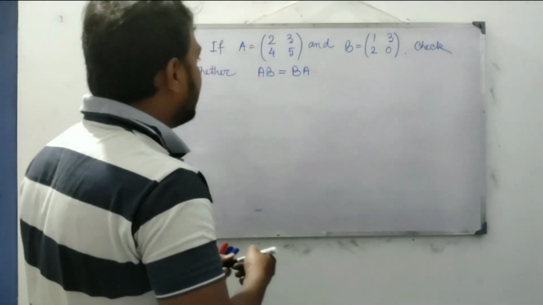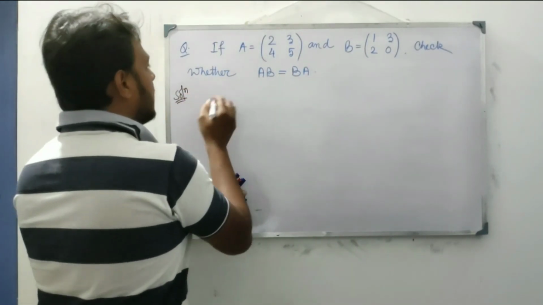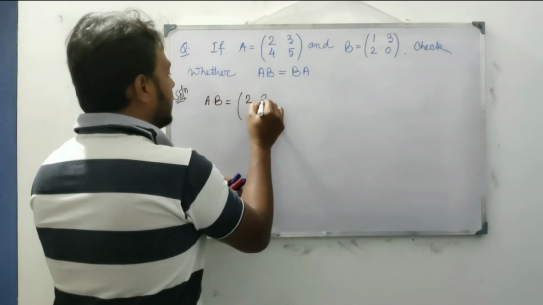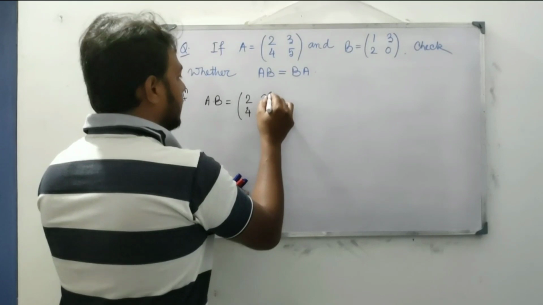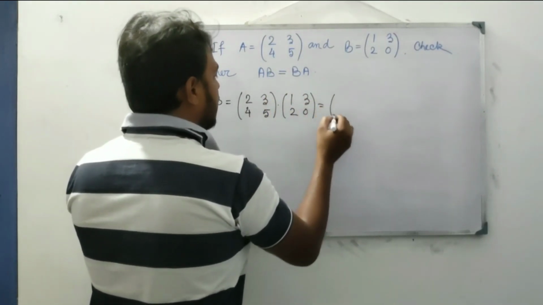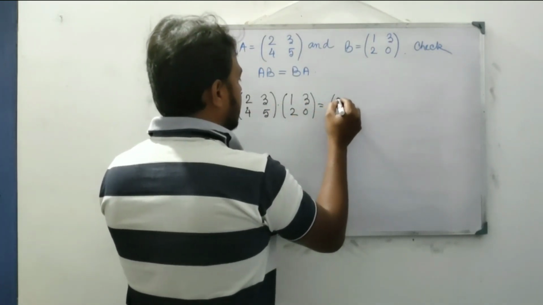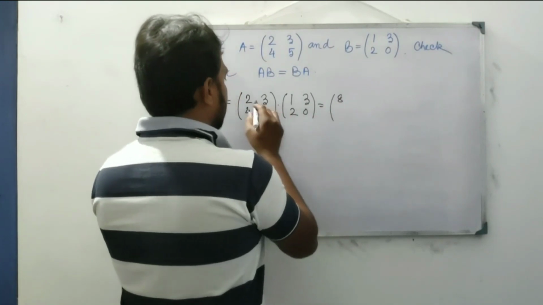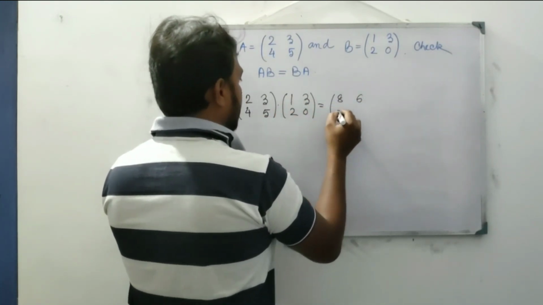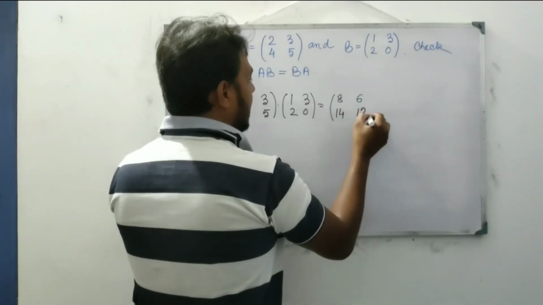Just to remind you, I am considering this example. So just simplify A and B. I am solving it short. So A dot B equals 2, 3, 4, 5 dot 1, 3, 2, 0. So it is row by column. So 2 1s are 2, 6, 8, 3 2s are 6, 4, 10, 14, and 12. This is AB.